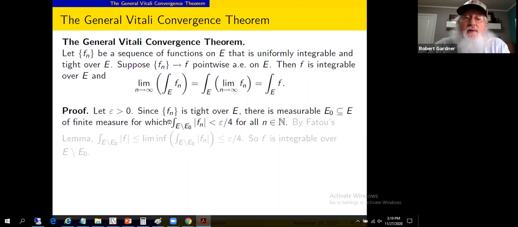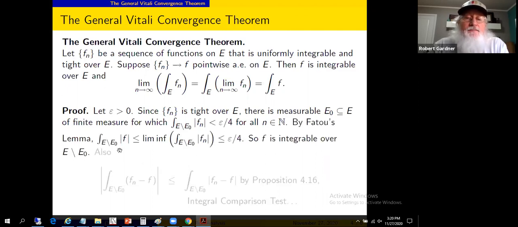Let epsilon be greater than 0. Since f sub n is tight over set E, there's a measurable E sub 0, a subset of E, of finite measure, for which the integral over E set minus E sub 0 of the absolute value of f sub n can be made small. I choose small to be epsilon over 4, so this will be about a quarter of the inequality we'll ultimately need. And this holds throughout the family of functions. That is, it holds for all values of the index, as we've assumed the sequence is tight. So there's the use of the tight condition.